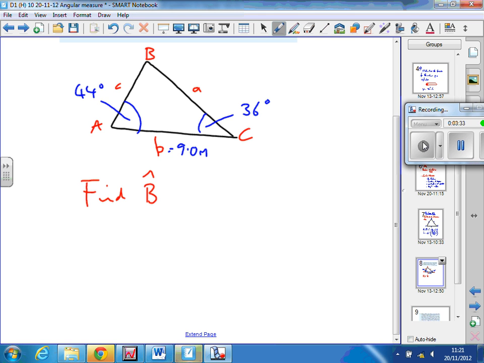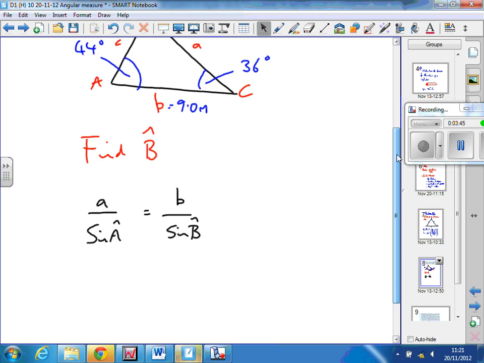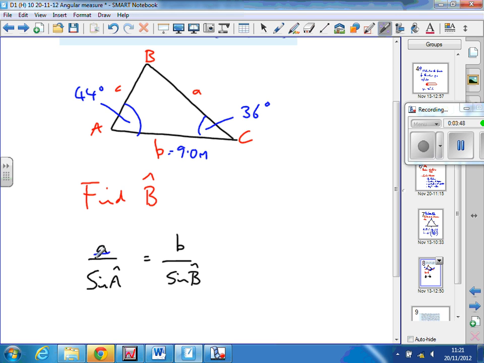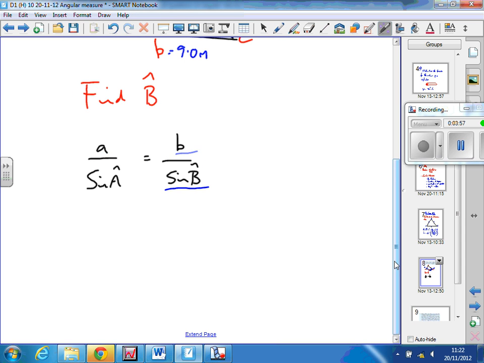The sine rule: A over sine A equals B over sine B. We write down the ratio that includes what we want to find, in this case side A, and the ratio we know, which is B and angle B. So that's what I'd write down. I'm after side A, so I want to get little a, side A on its own. So what do I do with the sine A that's underneath? Times it, okay, to get rid of it.